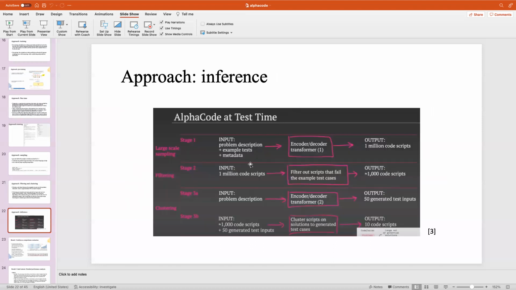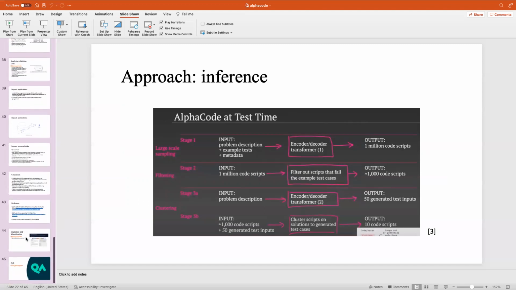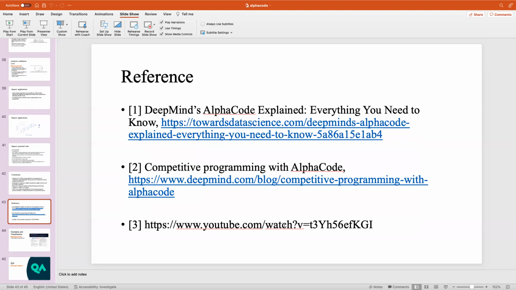And here's a helpful visualization of the test-time process. This is actually a screenshot from a YouTube video. The reference here is from a postdoc.